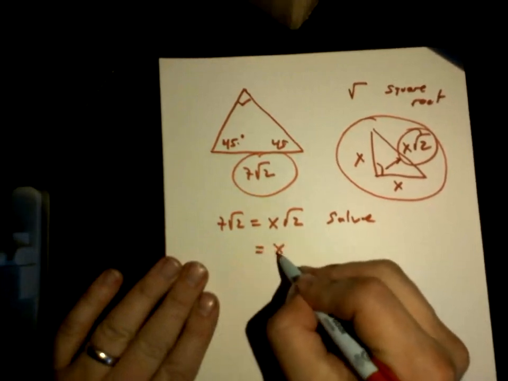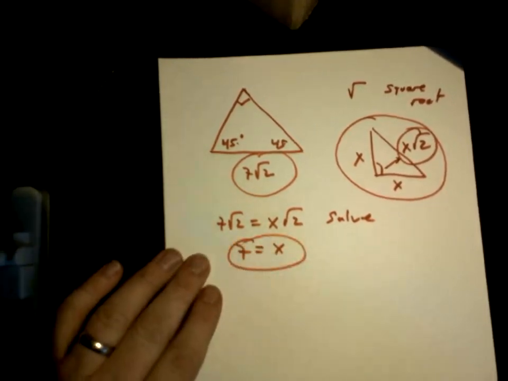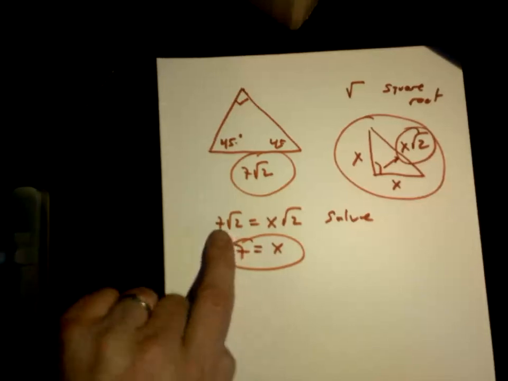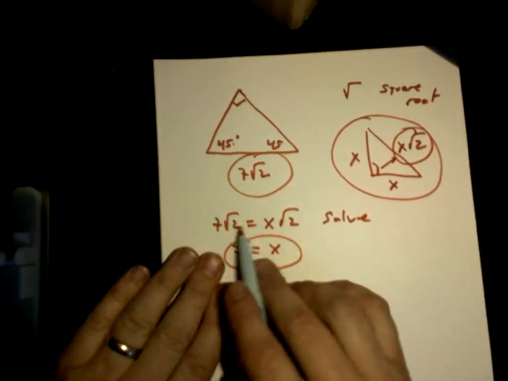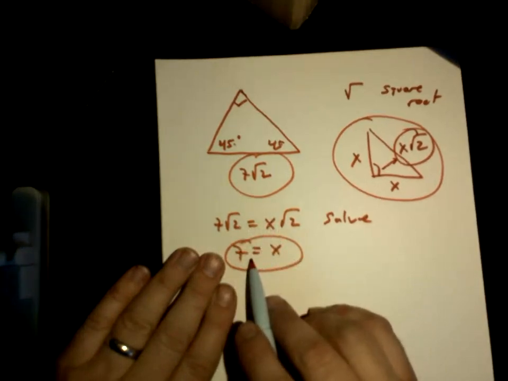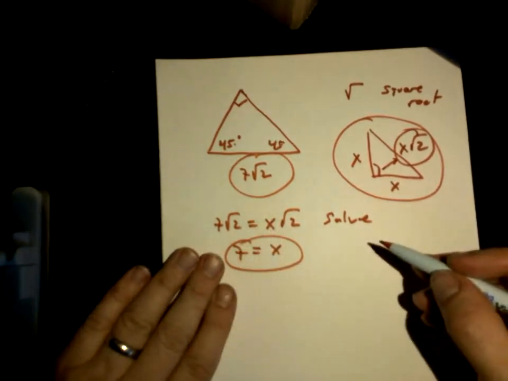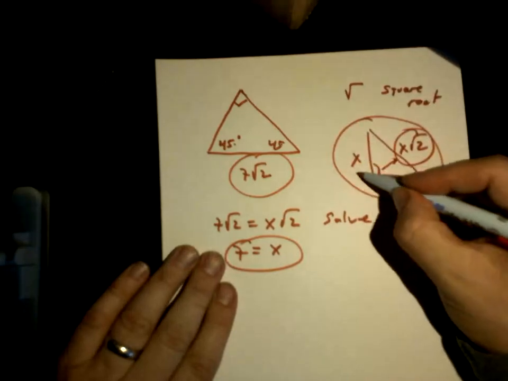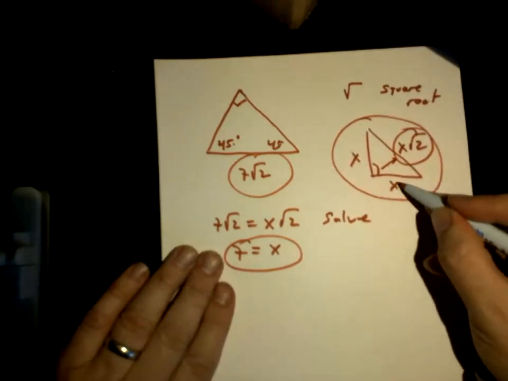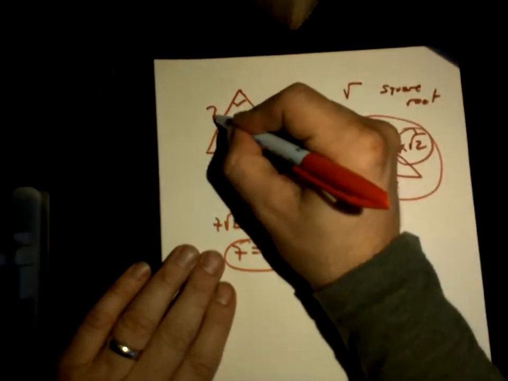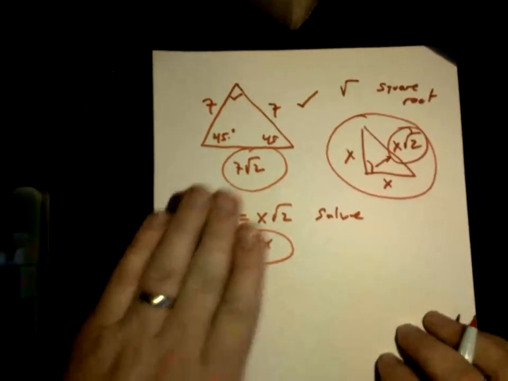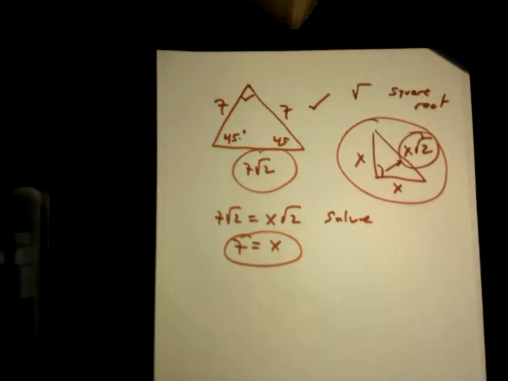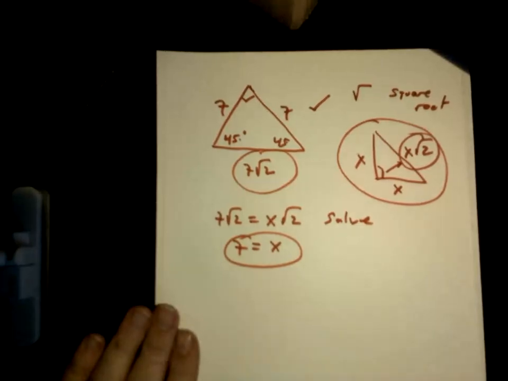So you have x equals 7. Do you see how I did that? I took the square root of both sides, and I got 7. Now, what side is 7? Well, 7 is this side and also this side. So this is 7, and this is 7. And you got it. So hopefully that worked. Let me know, and I will see what else I can do. All right? See ya.